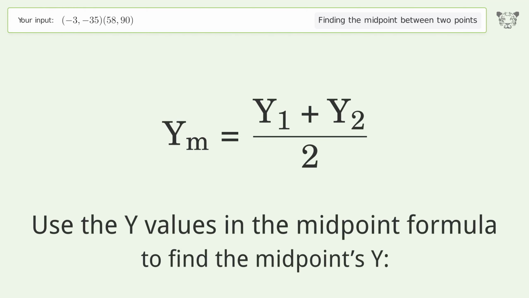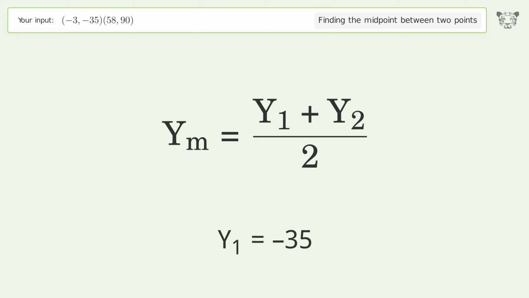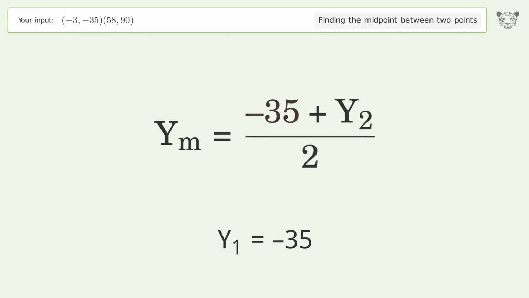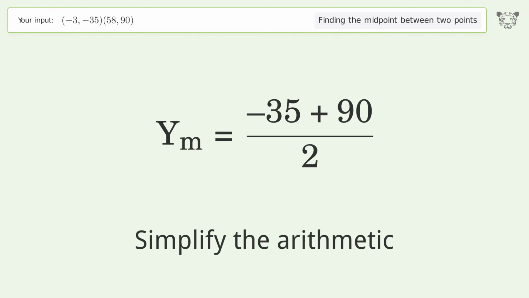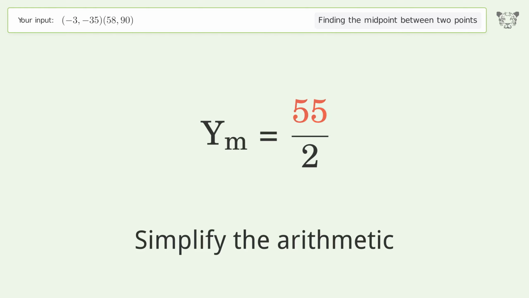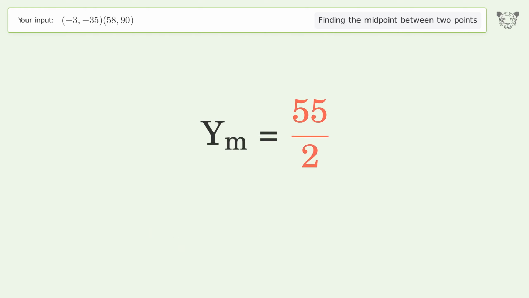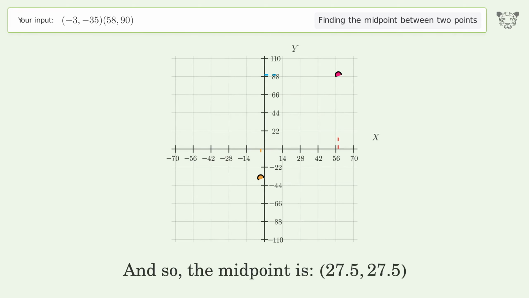Use the y values in the midpoint formula to find the midpoint's y. y1 equals -35. y2 equals 90. Simplify the arithmetic. And so, the midpoint is 27.5, 27.5.